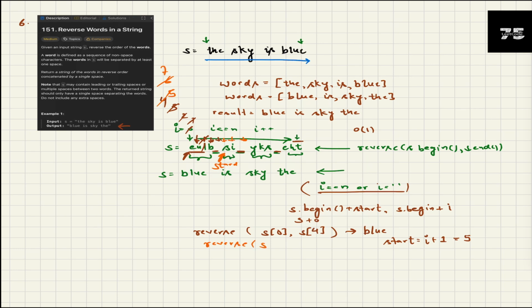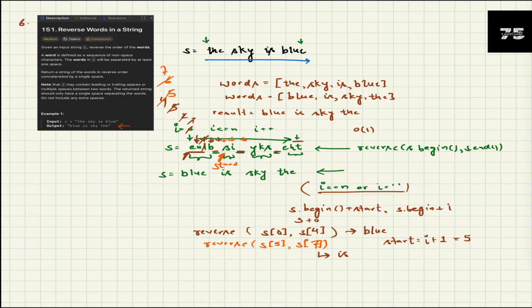My start value is nothing but 5, and s of begin plus I, and I is nothing but 7, and this would result in s of 5, which is nothing but s, and this empty space obviously we do not include it. So if I reverse it, it will be is, right?